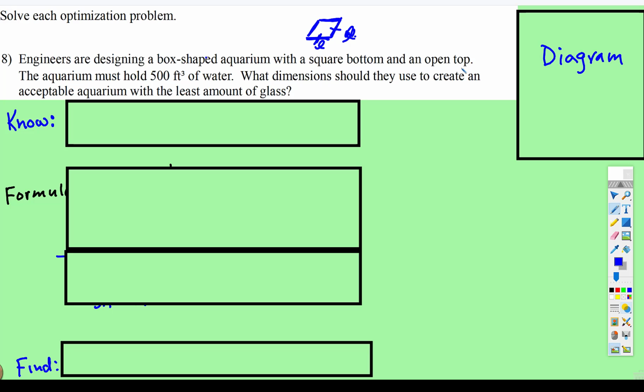And it has an open top, so that means when you're finding the surface area, because we're trying to decide how much glass we need to build this box, one of the dimensions, the top, we don't need. So that will come in handy. The aquarium must hold, so we know the volume, 500 cubic feet of water. What dimensions should they use to create an acceptable aquarium with the least? So you're minimizing. When you optimize, you can either find the maximum or minimum of something. So this is what we know.